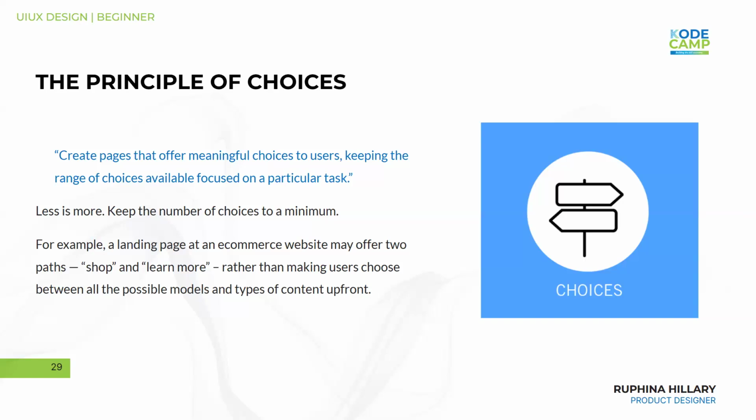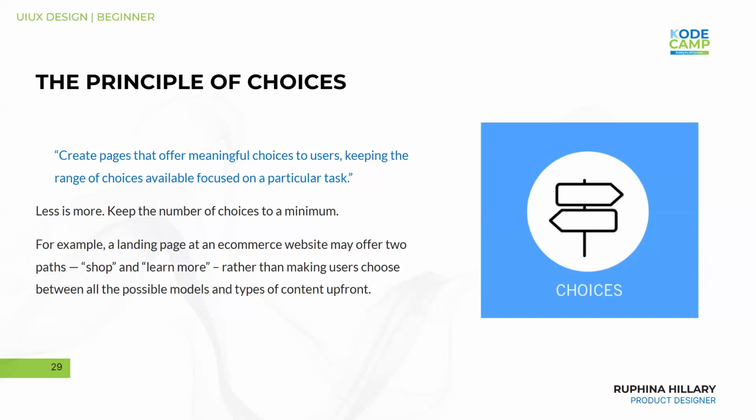Simply giving users 50 items to pick from and giving them three categories to decide on is different. So, for example, a landing page on an e-commerce website may offer two paths: to shop and to learn more, rather than making users choose between all the possible models and types of content upfront.